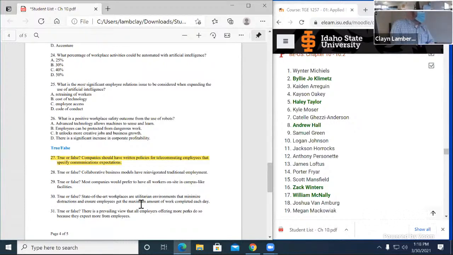Yeah, and so the idea is that companies should have written policies, because it can be very difficult to balance work relationships, home relationships, and things like that if we don't establish what those expectations are. Okay, thank you. All right, Porter, you're up.